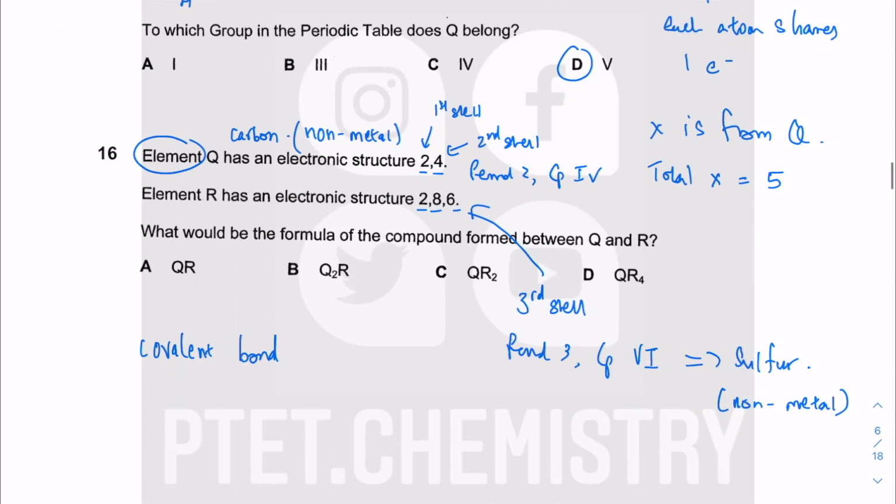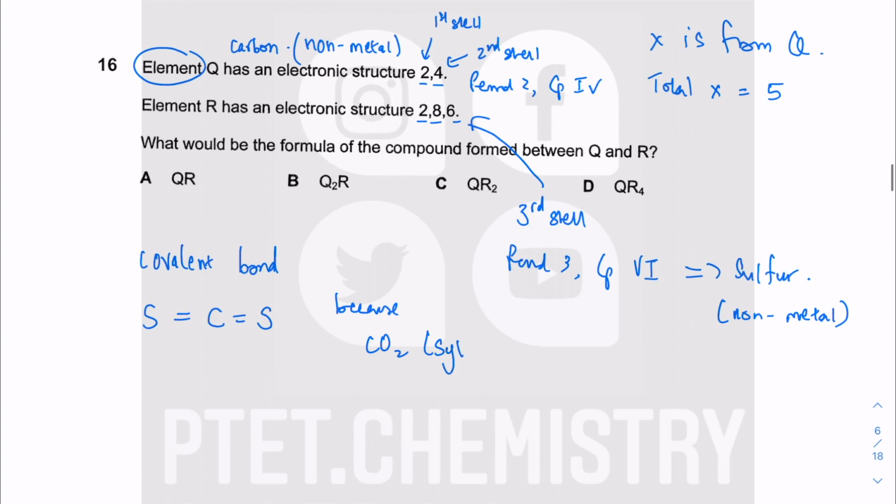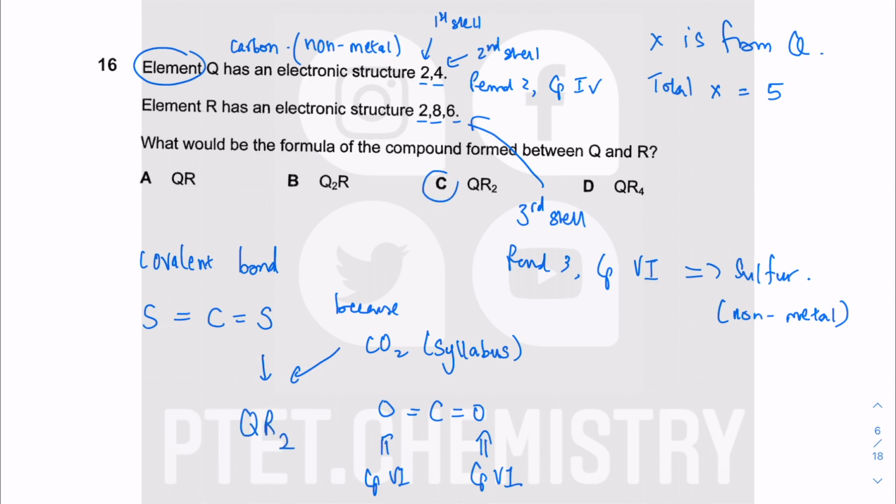Covalent bond means not ionic, and therefore if you have carbon and sulfur, they're going to bond like this, because you know CO2 is in your syllabus. CO2 is one of the 11 or 12 simple covalent molecules which you need to know. Oxygen is also group 6, but in period 2. This is group 6, period 3. CO2 looks like this, CS2 looks like this, and therefore you can imagine that it will be 1 of Q and 2 of R, so it's QR2 there.